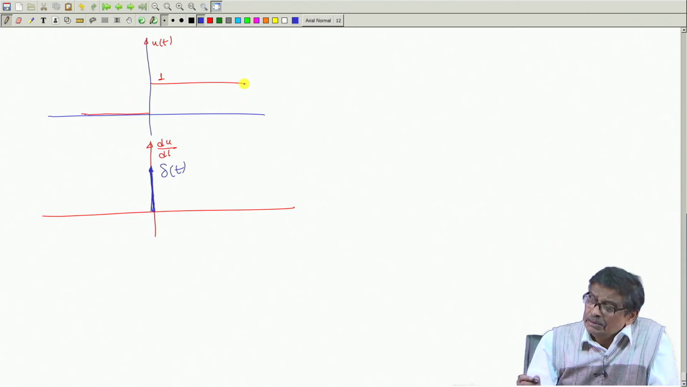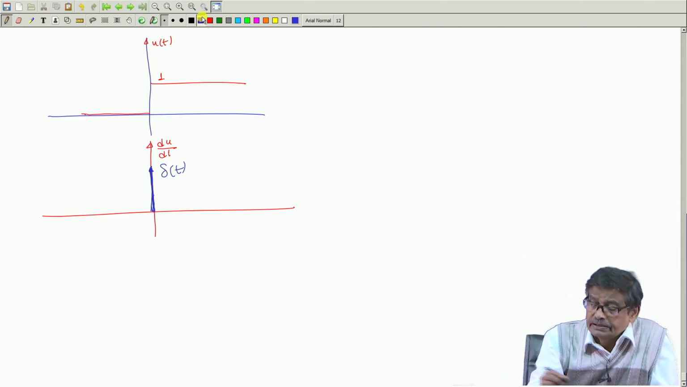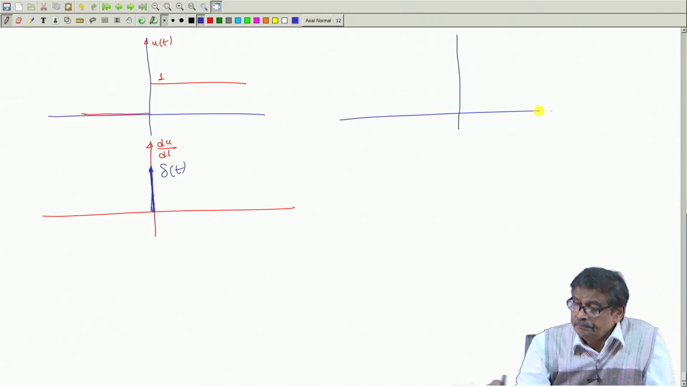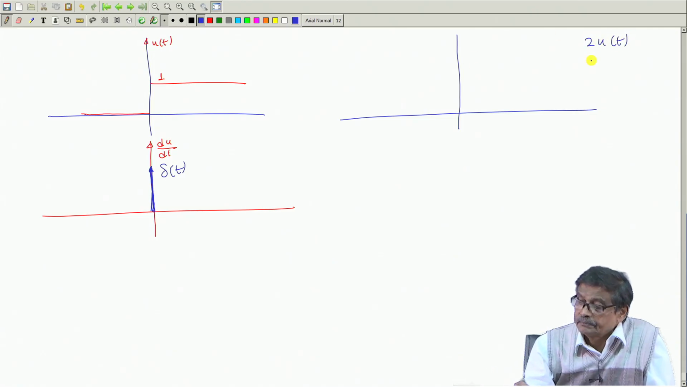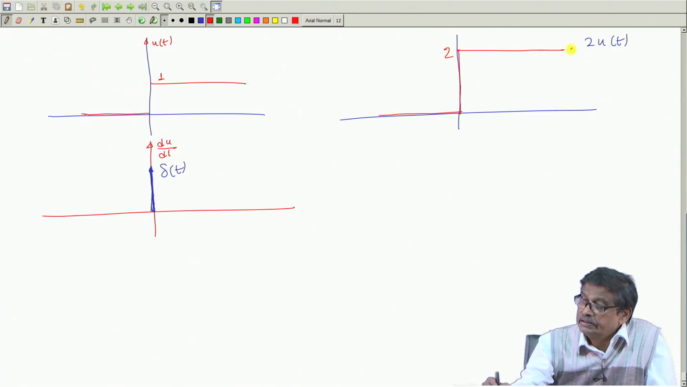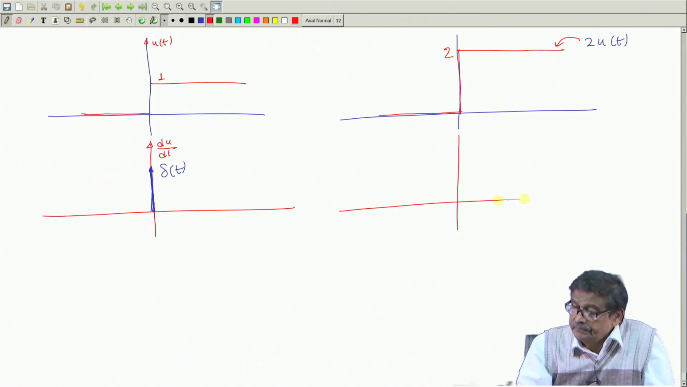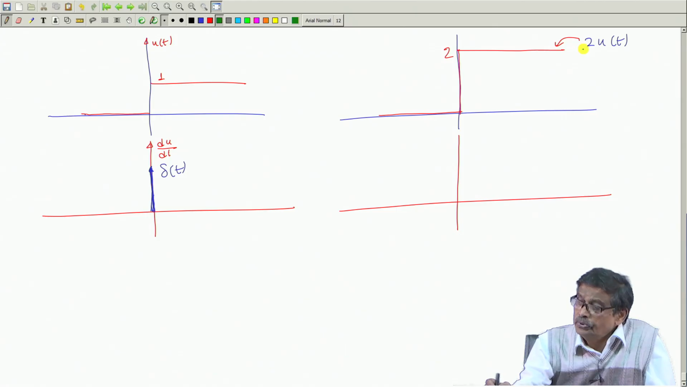It is u(t). Similarly, suppose you sketch another curve. Say if I ask you to sketch 2u(t), this is 2u(t). For t greater than 0, it is 2. And if you differentiate this function, this 2 is in any way a constant, 2 into du/dt.